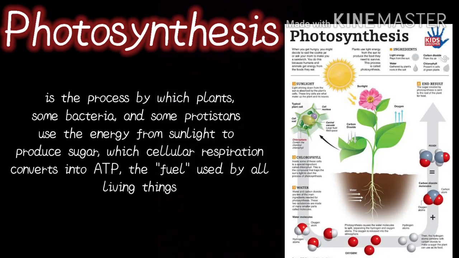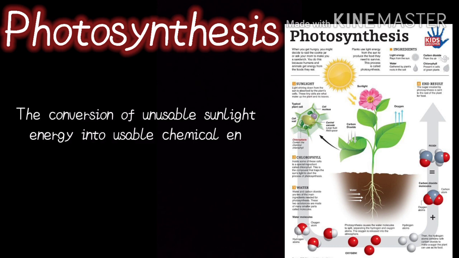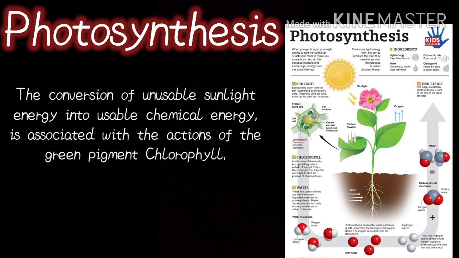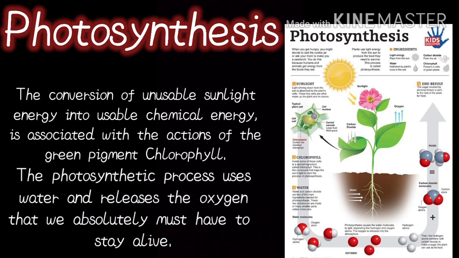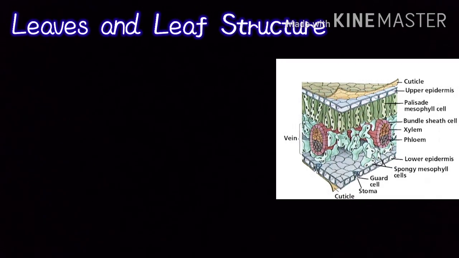Photosynthesis is the process by which plants, some bacteria, and some protistans use the energy from the sunlight to produce sugar, which cellular respiration converts into ATP, the fuel used by all living things. The conversion of unusable sunlight energy into usable chemical energy is associated with the actions of the green pigment chlorophyll. Most of the time, the photosynthetic process uses water and releases the oxygen that we absolutely must have to stay alive.